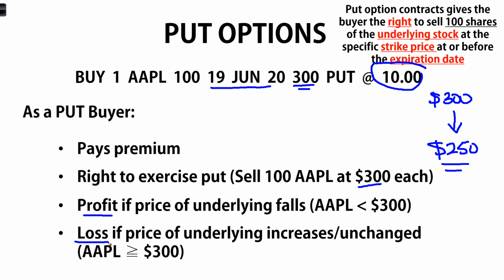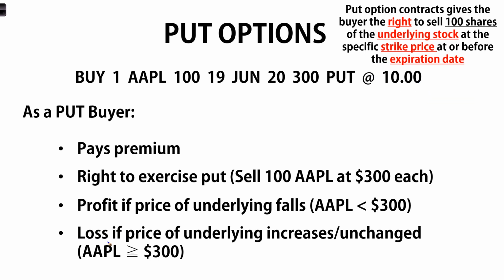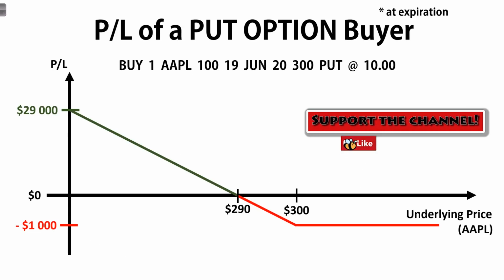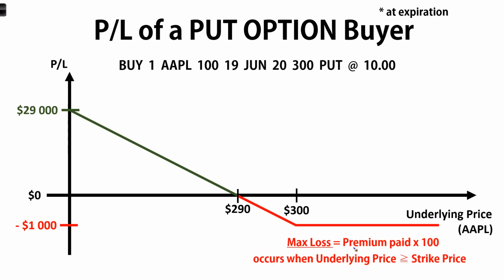If we look at what I described earlier in greater detail, and plot out the profit and loss chart of a put option buyer, this is how it would look like. As explained, your max loss is your premium paid per share multiplied by 100 shares. And this happens when the underlying stock price stays at or goes above your strike price.